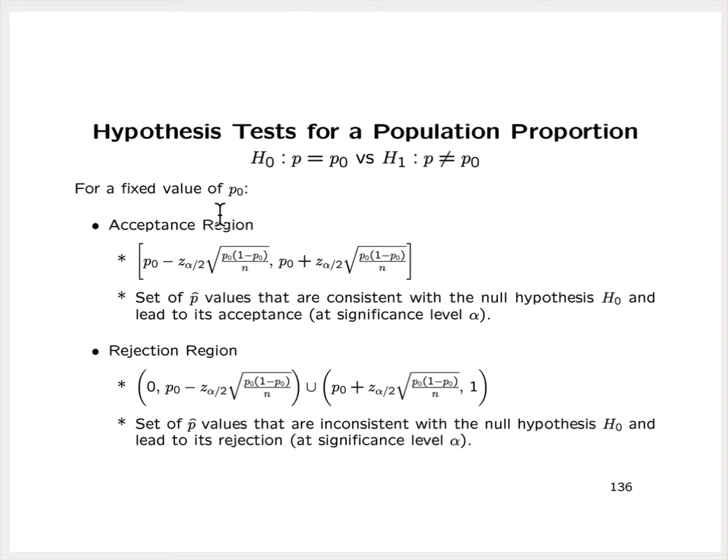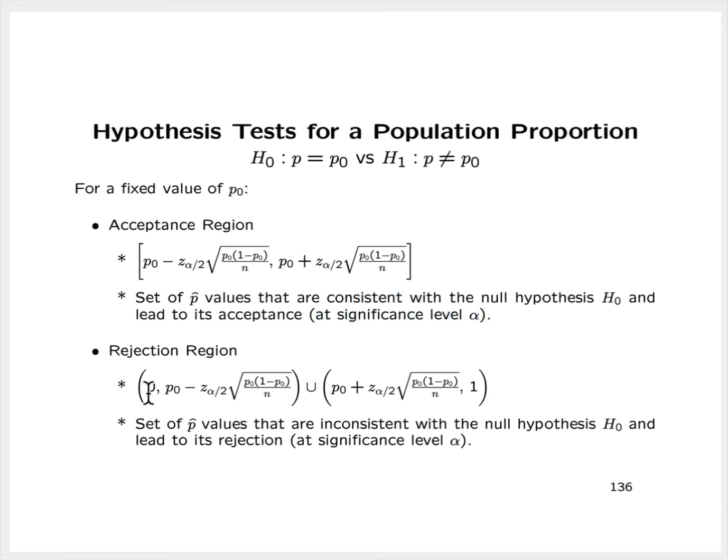So for a fixed value of p sub 0, the values of p hat in this interval constitute the acceptance region. These are values of p hat that are consistent with the null hypothesis and therefore would lead to its acceptance. In other words, values of p hat in this interval would not lead us to reject the null hypothesis because they are consistent with the null hypothesis at a significance level of alpha.